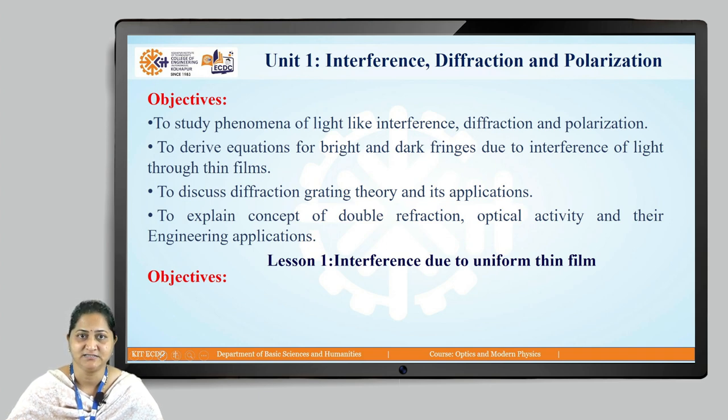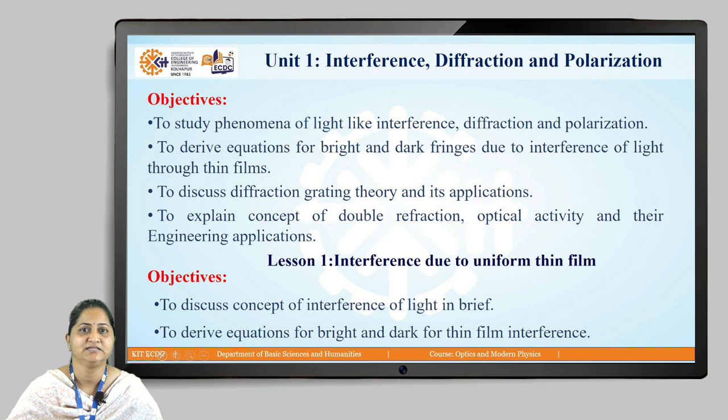In this lesson, we will discuss the concept of interference of light in brief, and we will derive equations for bright and dark fringes in thin film interference.